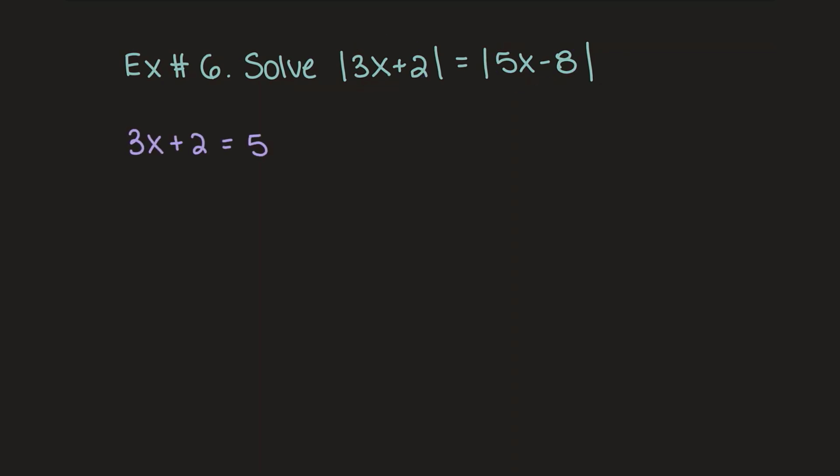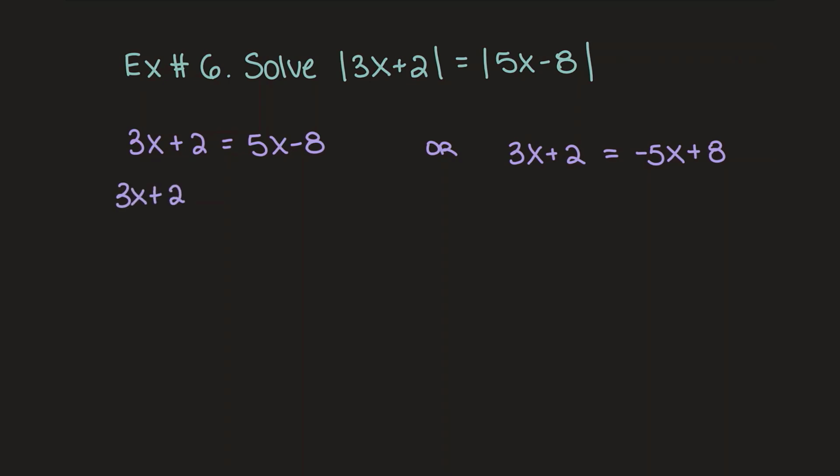So for example 6, we have two absolute values equal to each other, and we wish to solve for x. So we're going to take the inside of the absolute values and set them equal to each other, and then take the inside of the absolute values again, and then set them opposite to each other. So 5x minus 8 becomes -5x plus 8. These are the two equations we will solve.